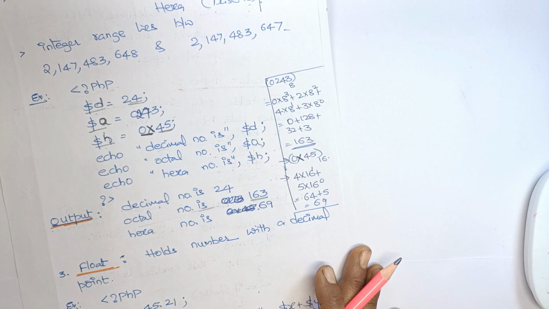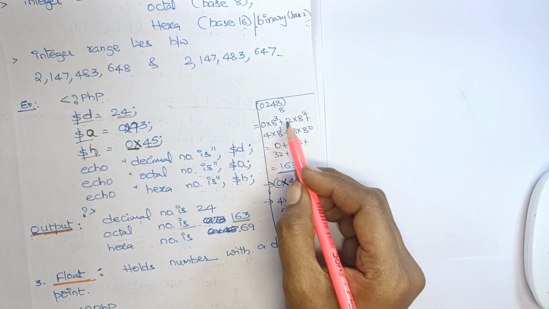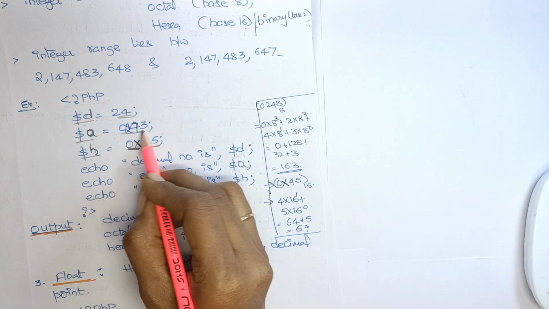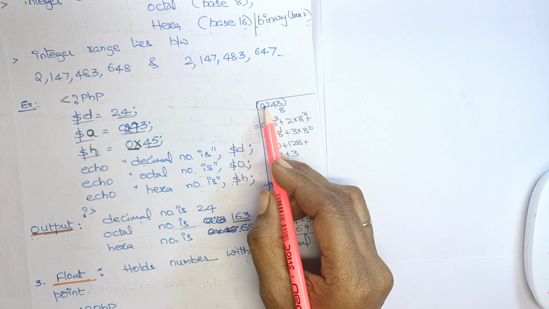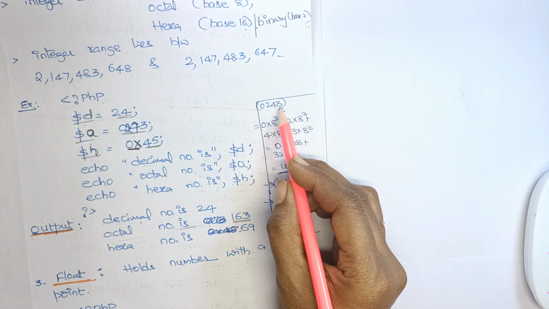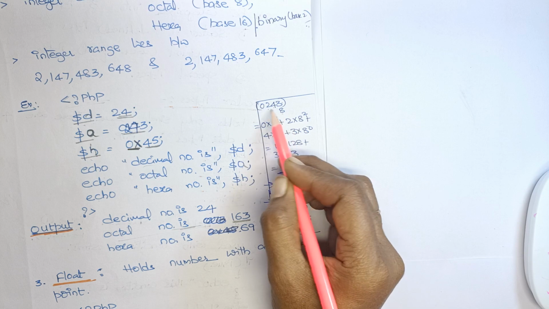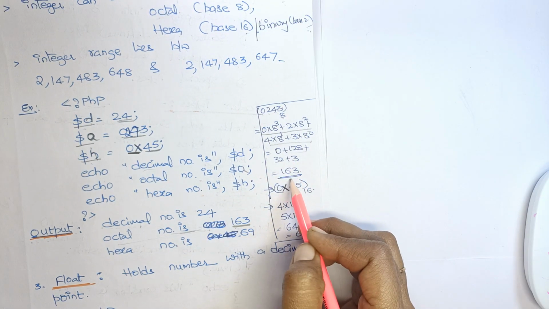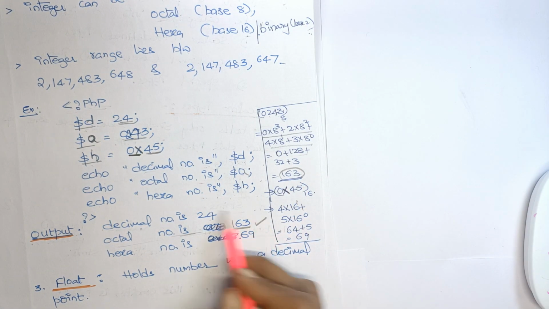How you will get this 163? This will be converted into octal. Okay, decimal to octal. This is nothing but a decimal, and this will be converted into octal. So here 0 into 8 power 0, 0 into 8 power 0, 3 into 8 power 1, 4 into 8 power 2, 2 into 8 power 3, 0. Same thing I have written here, so after this you will get 163. So on the output you will get 163.